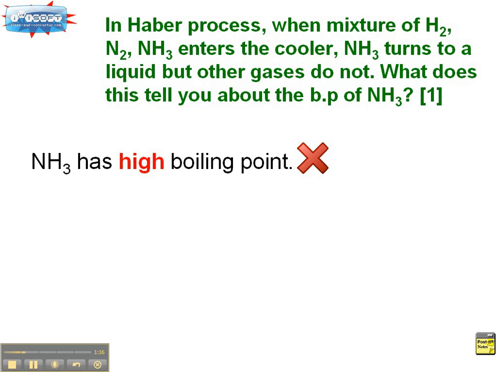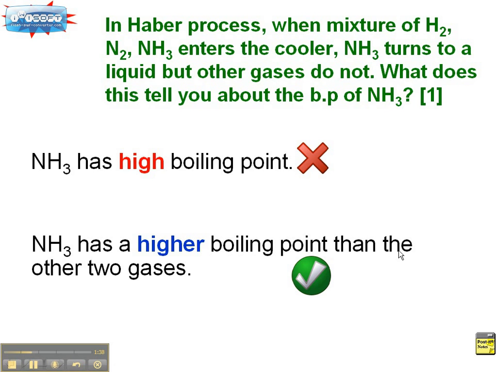It is wrong, surprisingly. Okay, by saying ammonia has high boiling point, ammonia is a gas, right? How can it have high boiling point? If it has high boiling point, it wouldn't be a gas. It would be a solid. So again, you have to be specific. It has higher boiling point than the other two gases.